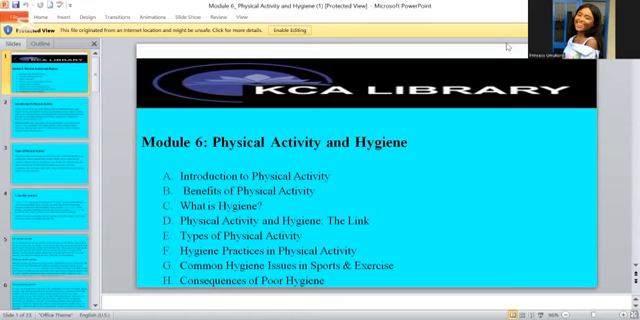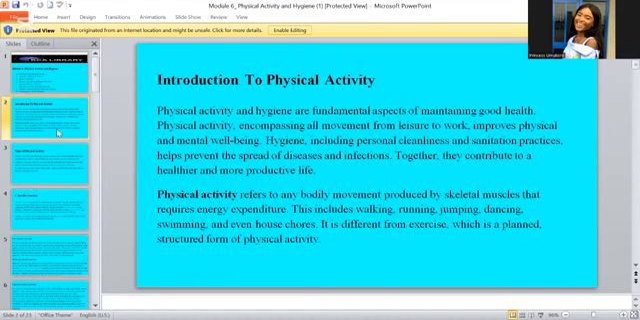We're going to be looking at physical activity and hygiene in this module, and under that we'll look at the benefits of physical activity, types of physical activity, hygiene practices in physical activity, common hygiene issues in sports and exercise, and consequences of poor hygiene.